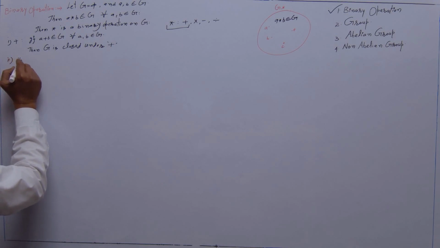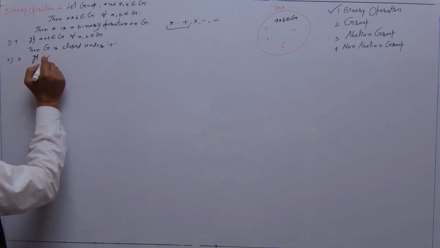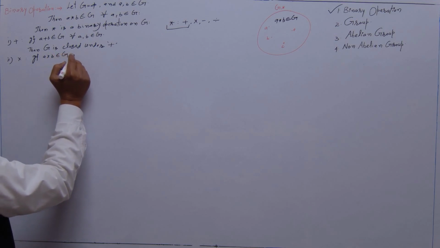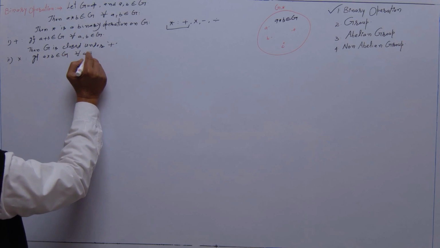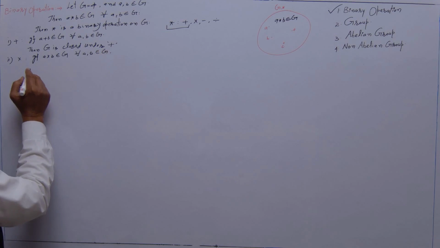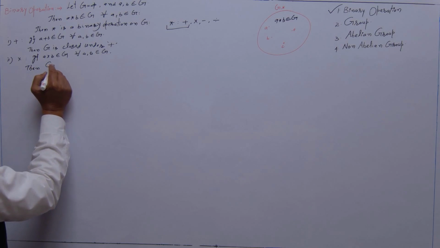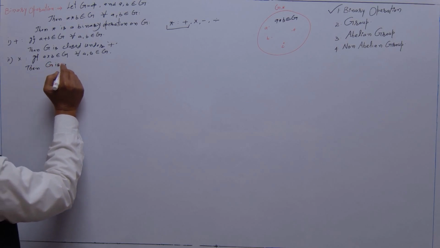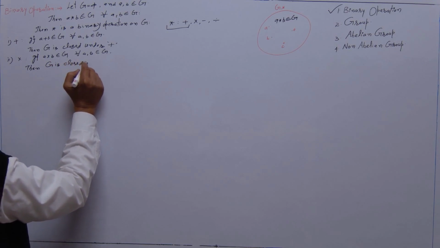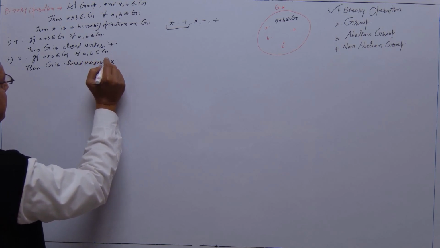Secondly, in the case of multiplication, if a multiplied by b also belongs to set G for every a, b belonging to G, then G is closed under the binary operation multiplication.